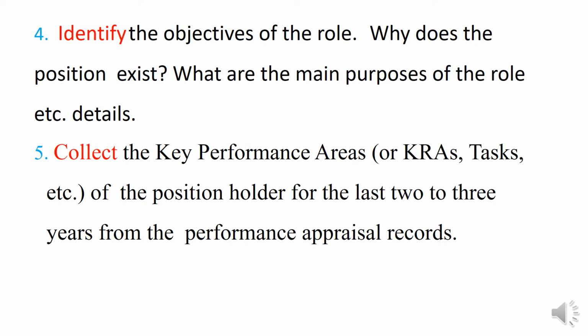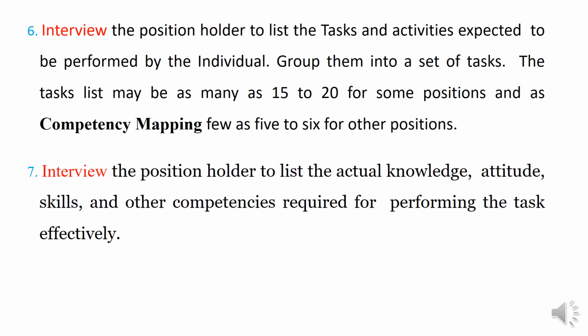So once you have identified the objective, why does the position exist? You need to ascertain the validity of the requirement, and collect the KPIs or key performance areas or key result areas, as the case might be, for the position holder for the past some years, maybe a couple of years, from performance appraisal records and so on and so forth. Now, we are trying to map the competencies of a person with the job. So, interview the position holder to list the tasks, the activities expected to be performed by the individual. Group them in a set of tasks. And these tasks may be as many as 15 or 20.